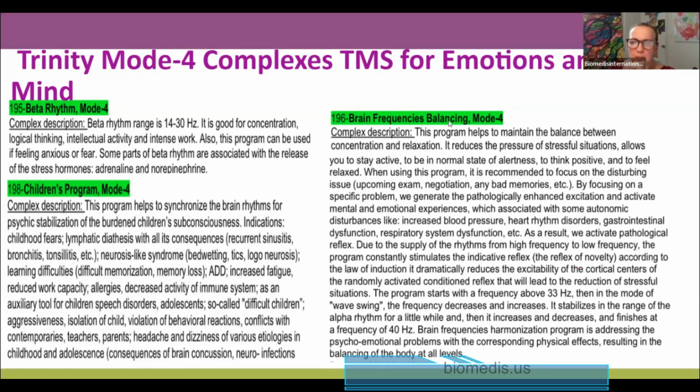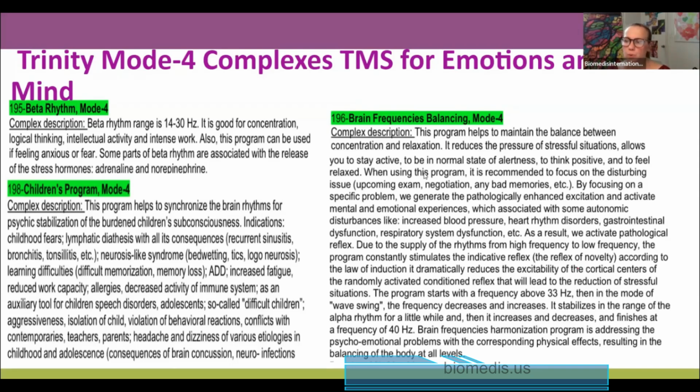Brain frequency balancing descriptions help to maintain the balance between concentration and relaxation. And it reduces the pressure from all stressful situations. Okay, it allows you to think positive and at the same time be relaxed, not overexcited.